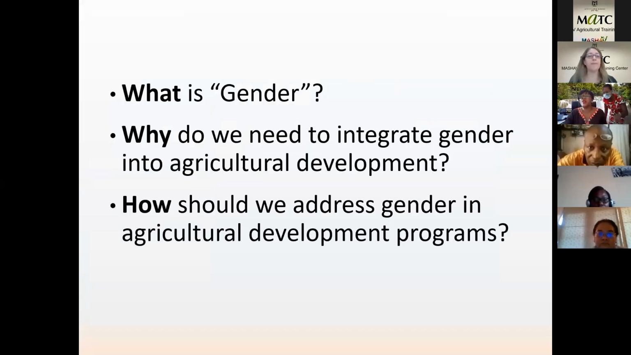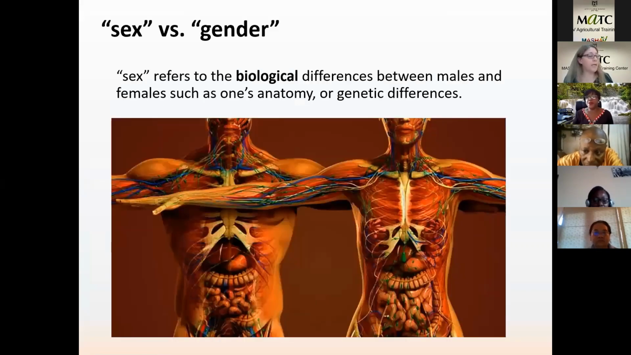So let's begin. When talking about gender integration in agricultural development programs, we're going to try and address three questions. The first, what is gender? The second, why do we need to integrate gender into agricultural development? And the third, how should it be done? Let's begin by first clarifying some of the main terms in the language of gender and development.